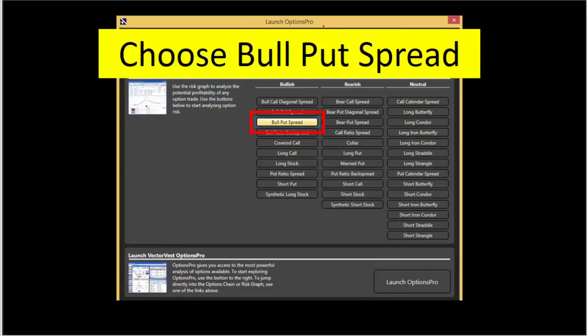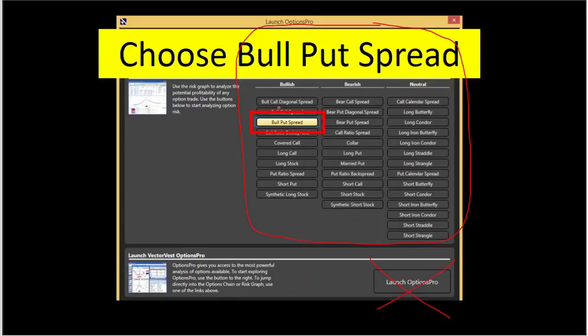Now, from that Launch Options Pro window, you can select Bull Put Spread if you want. There's also a selection up here that says Load Option Chain. You can use and launch Options Pro with any one of these up here. Do not press this, okay? Don't press Load Options Pro. Do it from up here, from one of the risk graphs or that little button that says Load Option Chain.